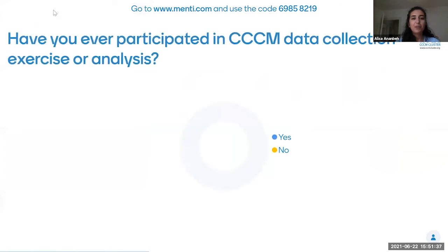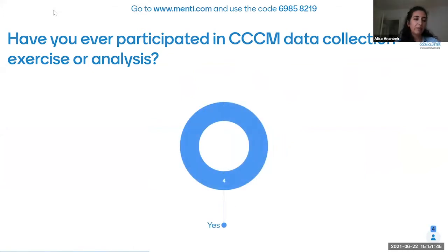And the first question for you, have you ever participated in a CCCM data collection exercise or analysis? It could be either or. It could be as a camp manager, it could be from an information management perspective in the cluster, or you never ever seen a CCCM data collection exercise.